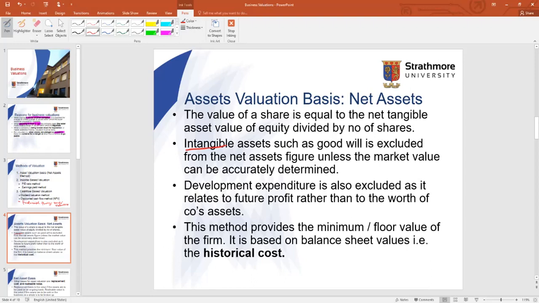For example, if you have goodwill in your balance sheet worth 10 million, you can't go to the market and say, hey, I want to close down my company, but I have goodwill here worth 10 million. Who is going to pay for goodwill? It is an intangible. It has no value per se. The company is closing down, so therefore we avoid those intangibles.